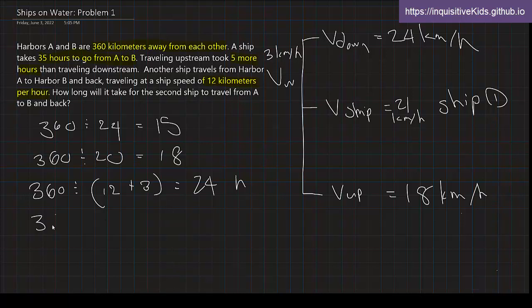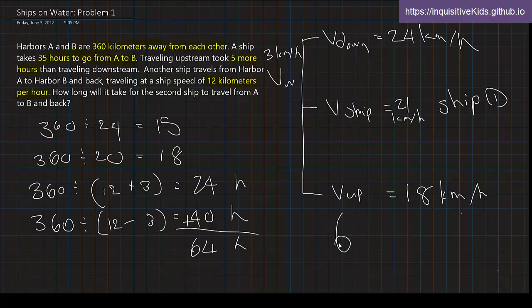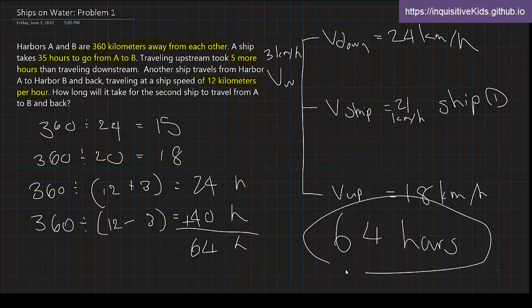And then we have another 360. Now we're going back, and it's 12 minus 3 because we're going upstream, so it's harder now. 12 minus 3 is 9. 360 divided by 9 is 40, so 40 hours. Now we add these 2 times together and we get 64 hours, meaning that in all it took the second ship 64 hours to get from A to B and back.